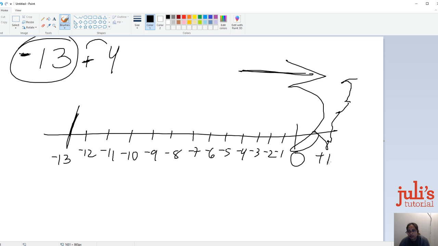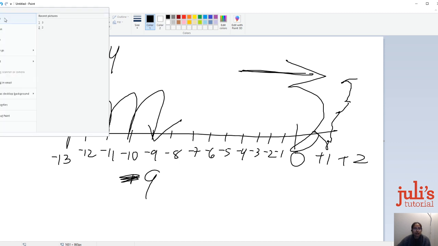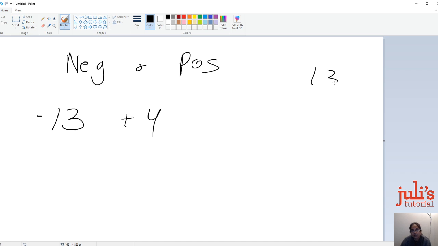This side is plus 1, plus 2. So you're going to go 1 plus, 2 plus, 3 plus, 4 plus, and you're stuck with negative 9. Another easy way to combine when you have a negative and positive number: you have 13 plus 4, you just subtract it normally, and you take the sign of the bigger number. This is the bigger number theoretically, so it would be negative 9.